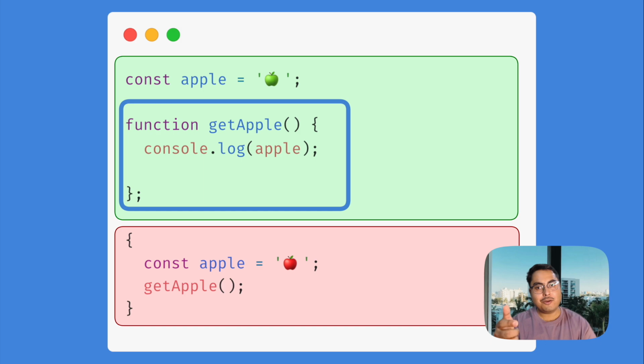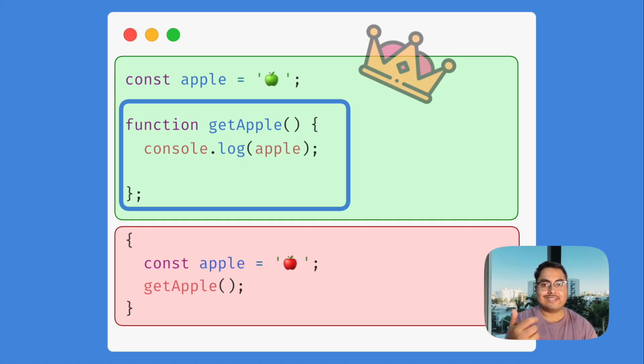What is the green scope? The green scope is the lexical scope, or where the function is originally defined. And what is the red scope? Red scope is the dynamic scope or the call stack, that is where the function is getting called from. Now JavaScript, just like most languages, chooses the first option and sets the lexical scope as the parent.